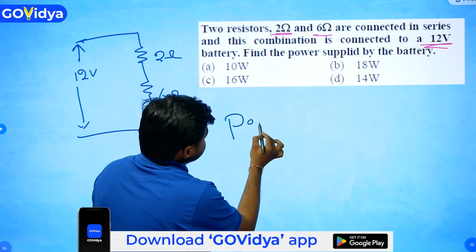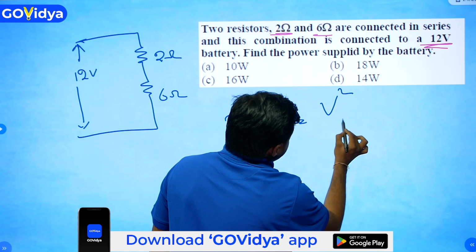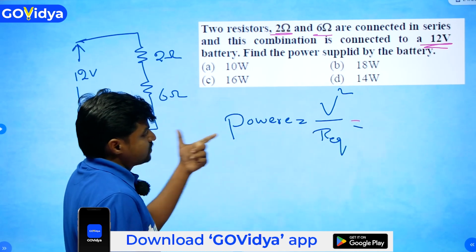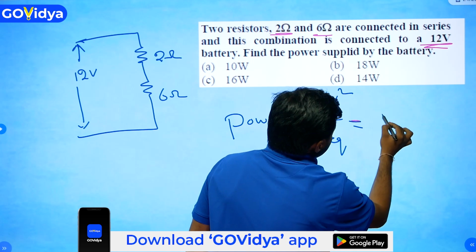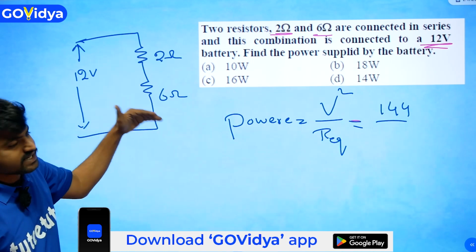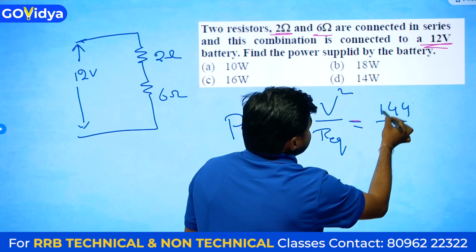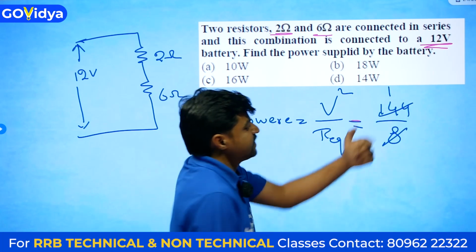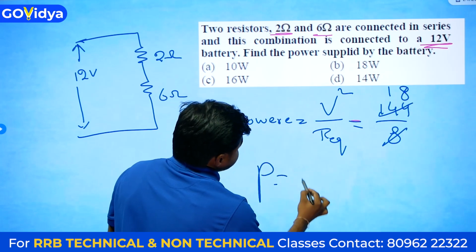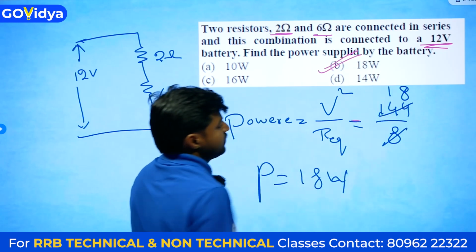Power is equal to V square by R equivalent. Okay, V is 12 volts, 12 square is equal to 144 by R equivalent. R equivalent is equal to 2 plus 6, 8. Okay, 8 ones are 8. Okay, 64, 8 eights are 64. Okay, from the options, power is equal to 18 watts. From the options, option B is the correct answer.